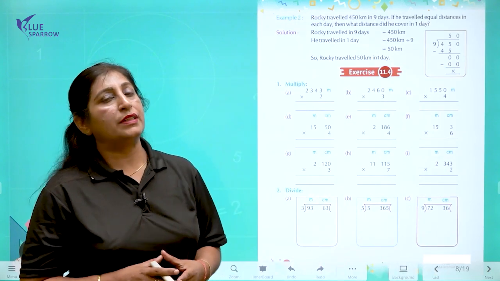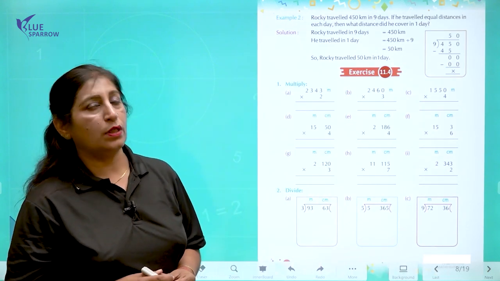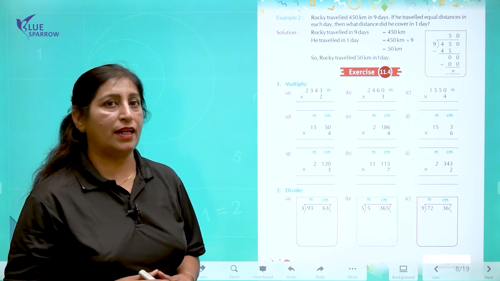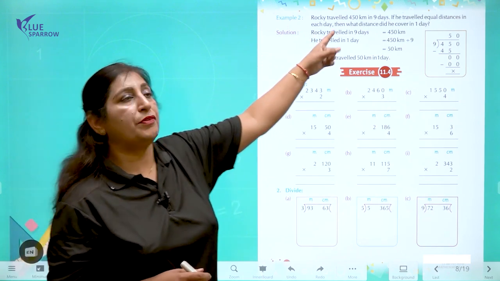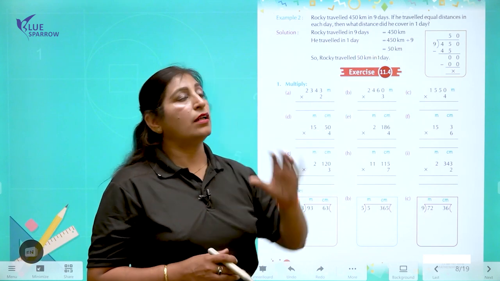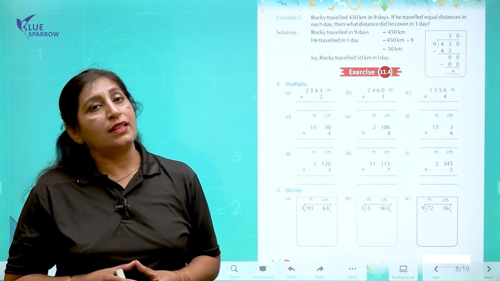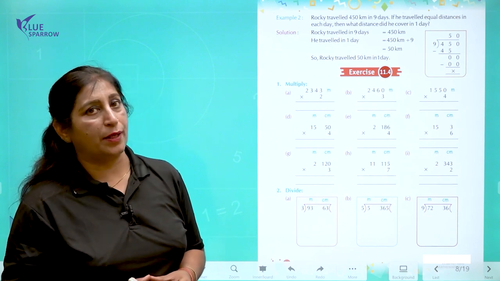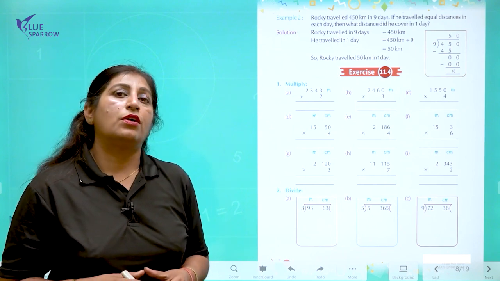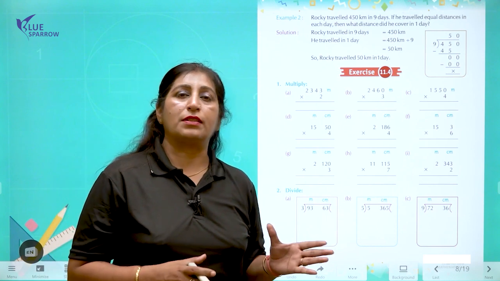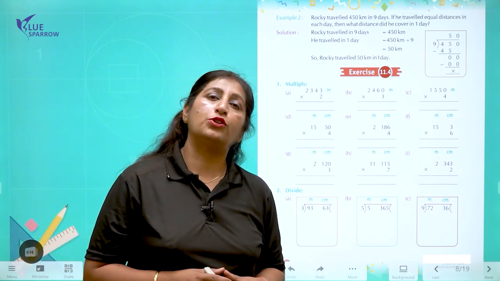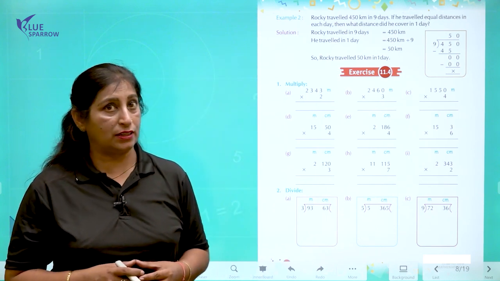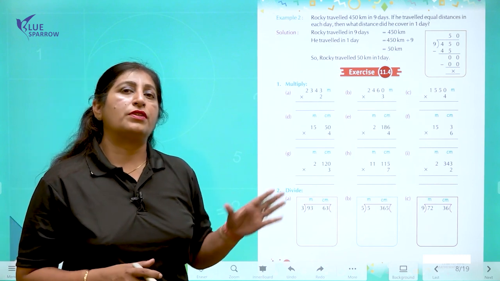Now we just solve example number 2. In this example, you are told that Rocky traveled 450 km in 9 days, and you are asked what distance he covers in one day if he travels equal distance each day. In this case, you are asked to find a number which is much smaller than the given number. So you would perform division of lengths in this question. It is just the reverse of the previous question.